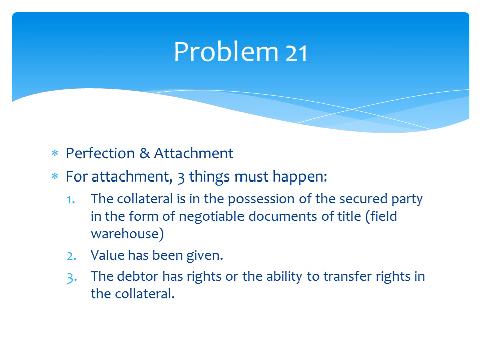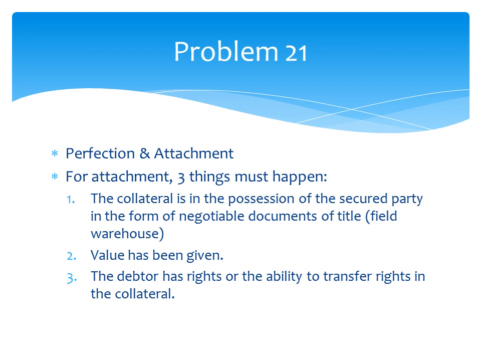So for attachment, 3 things must happen. The collateral is in the possession of a secured party in the form of negotiable documents of title, which is the field warehouse. Value has been given, and the debtor has rights or the ability to transfer rights in the collateral. So the requirements of attachment again have been satisfied. Value was given, the debtor had rights in the collateral, and the secured party had possession of the collateral. Whether the debtor authenticated a security agreement describing the collateral is irrelevant because the collateral is in the possession of the secured party pursuant to the debtor's security agreement.